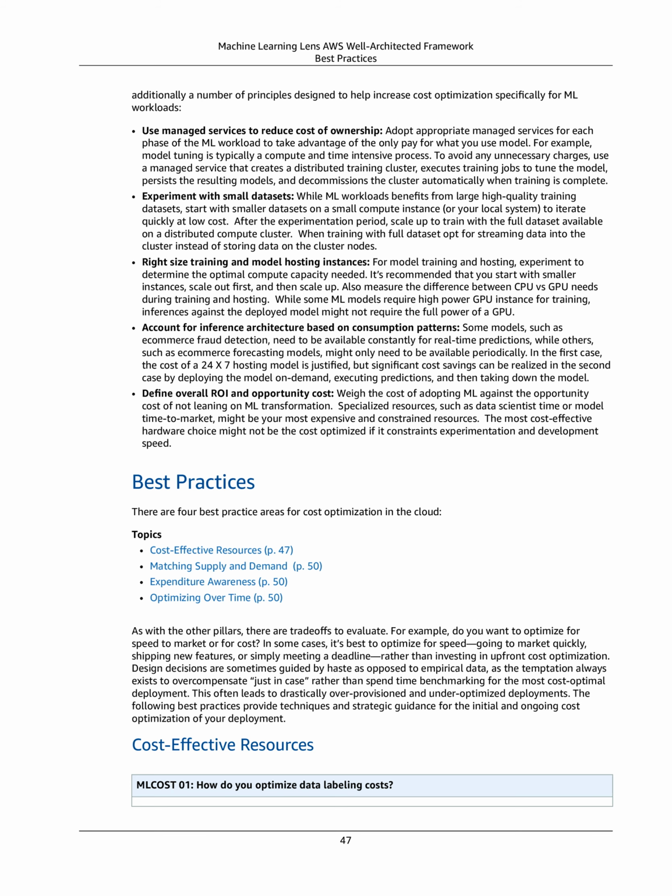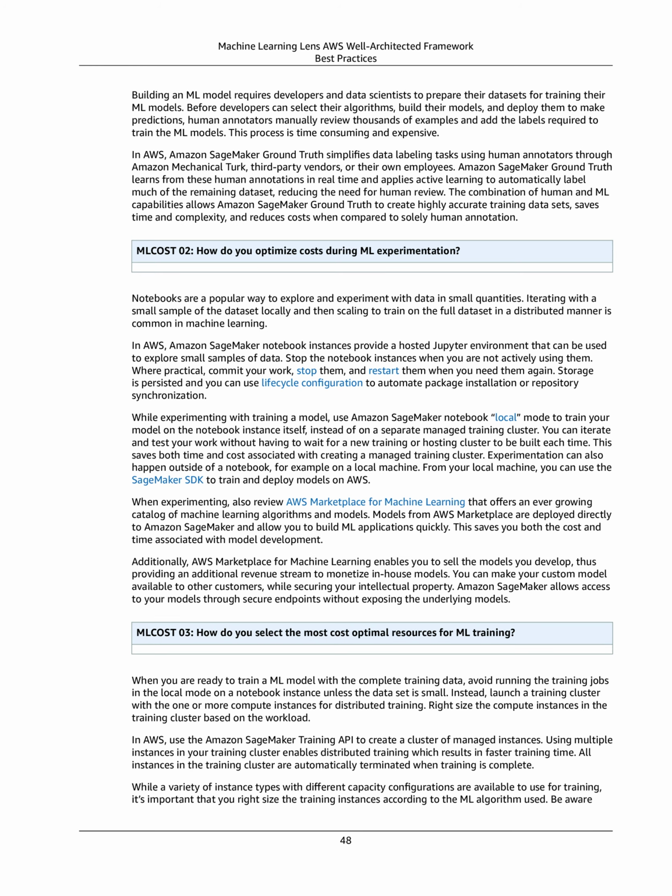Cost-effective resources. Cost 1. How do you optimize data labeling costs? Building an ML model requires developers and data scientists to prepare their datasets for training their ML models. Before developers can select their algorithms, build their models, and deploy them to make predictions, human annotators manually review thousands of examples and add the labels required to train the ML models. This process is time-consuming and expensive.